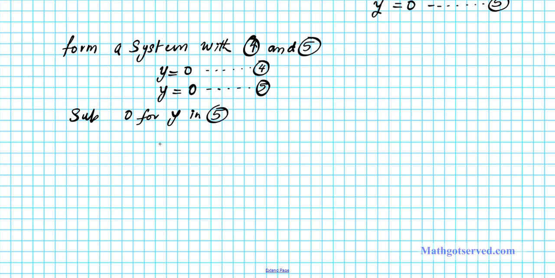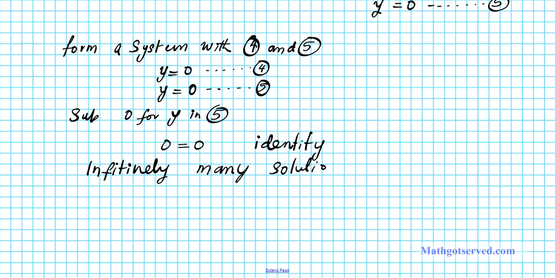So let's do that. If I plug in 0 for y in equation 5, I'll end up with 0 equals 0. What is this? This is an identity. All right. So remember, we talked about this earlier. When you have an identity situation, that automatically means you have an infinite number of solutions. So infinitely many solutions here. All right, let's take a look at what this looks like graphically.